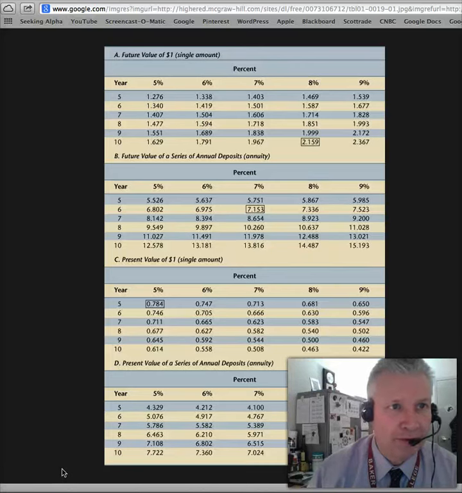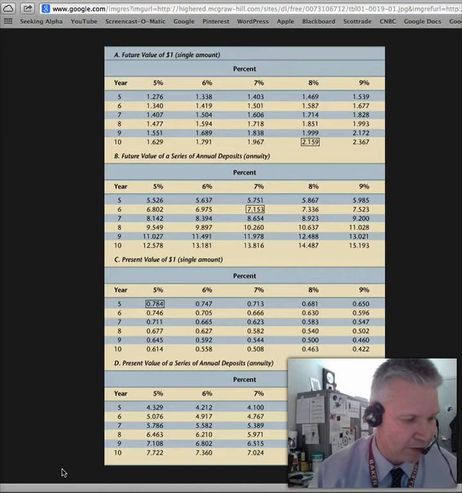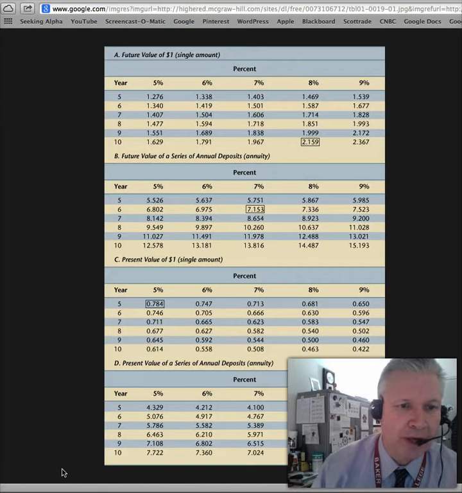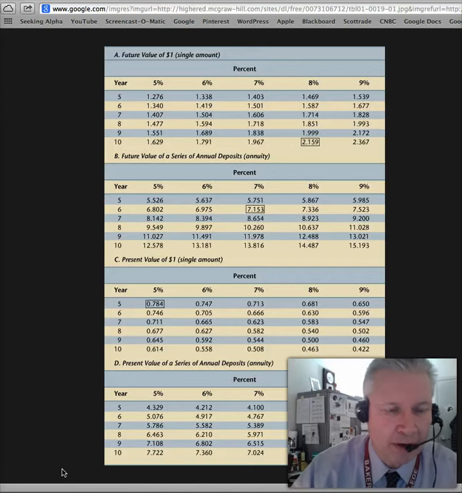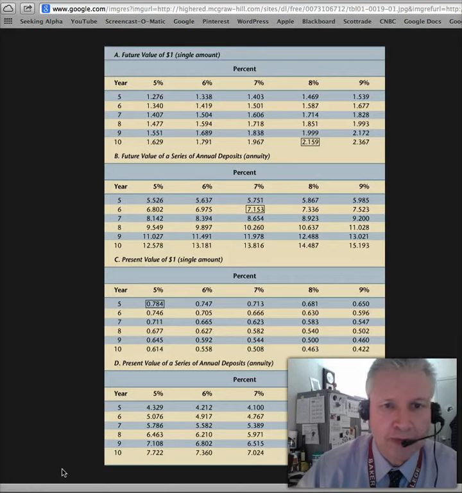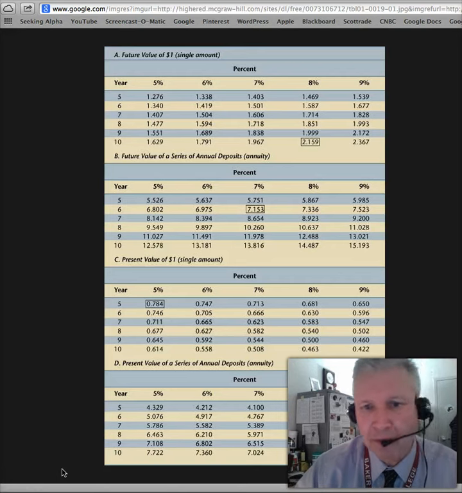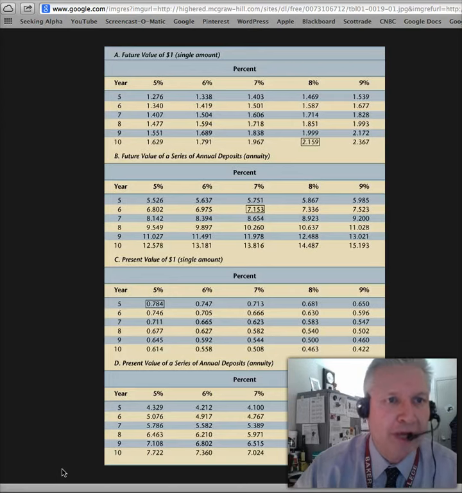Hey, welcome everybody. This is the tutorial for time value of money calculations I wanted to spend a little bit of time with. What I have on the screen here is a partial table. You guys have these tables in the back of your book. They're the full tables that run from year 1, I think it's through year 50. And they'll have interest rates anywhere from 1 up to 20% or so.